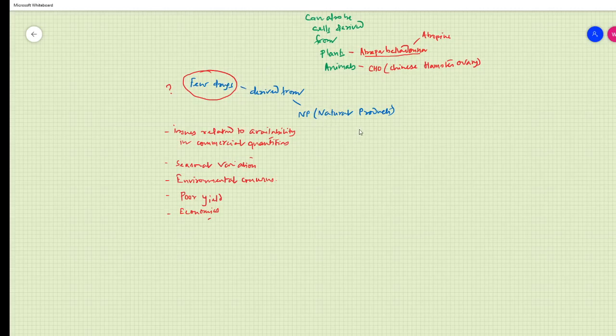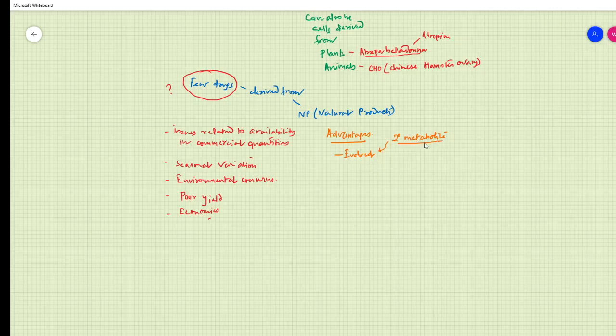So, what could be the reason? Why are natural products still being used as drugs? They have certain advantages. One is that they have evolved. The secondary metabolite has evolved over time. Meaning, the organism is producing a secondary metabolite.